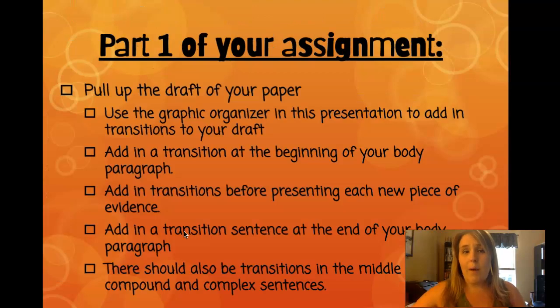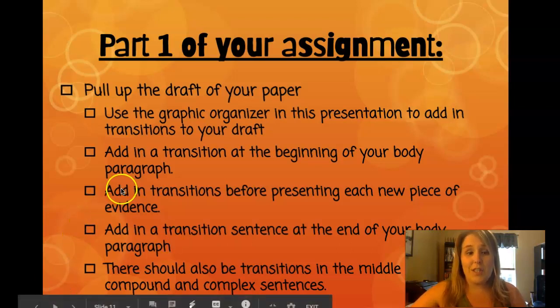Okay, so let's talk about part 1 of your assignment right now. What you're going to do is pull up your draft right now, and you're going to use the graphic organizer of all of those different transitions that I just presented to you to add in transitions to your draft. You'll need to add in a transition at the beginning of your body paragraph. You'll need to add in transitions before presenting each new piece of evidence. You'll need to add in a transition sentence at the end of your body paragraph. And then if you have any compound or complex sentences, you'll also need one there.